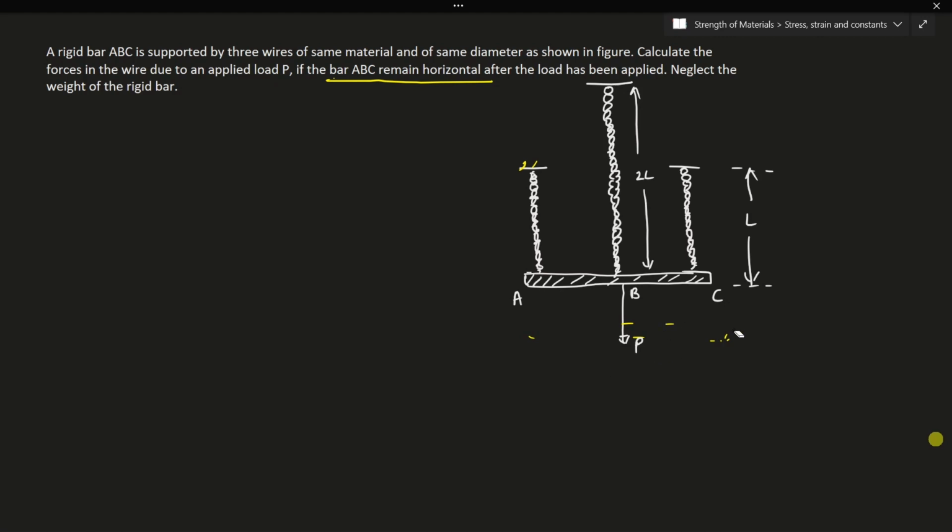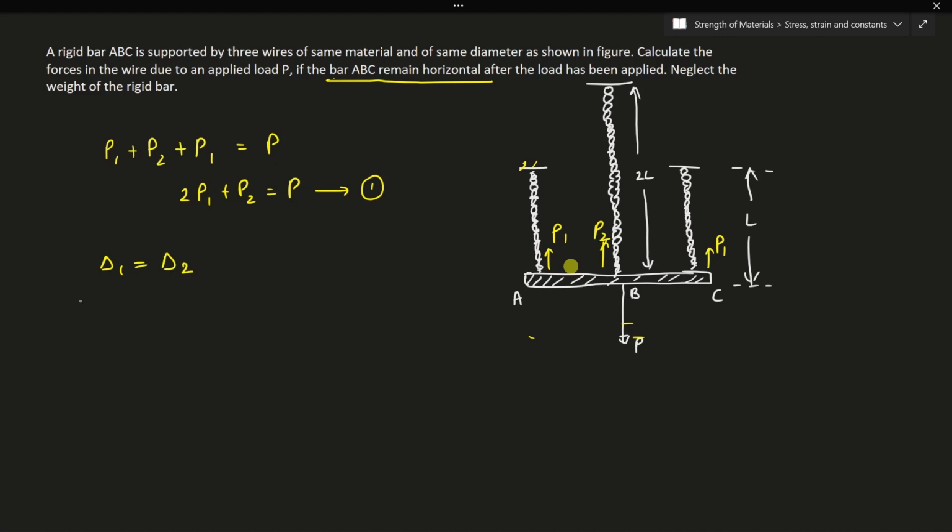Meaning that the load P that has been applied will be distributed among all the three wires. If the reaction force in a smaller rope is, let's say, P1, and in the other smaller rope, since it is of the same length, again it will be P1, and in this one we are going to have P2. So we have P1 plus P2 plus P1 equal to P, meaning that 2P1 plus P2 is equal to the applied load. Let me call this equation 1, and now let me apply the other condition, which is delta 1 is equal to delta 2.